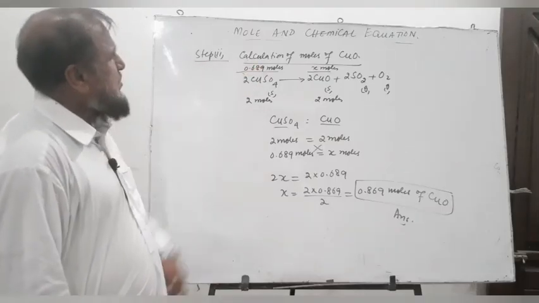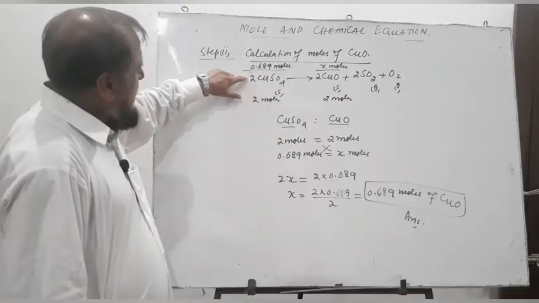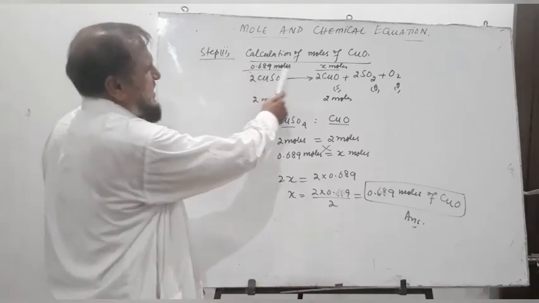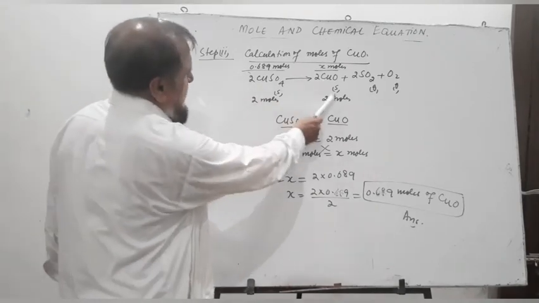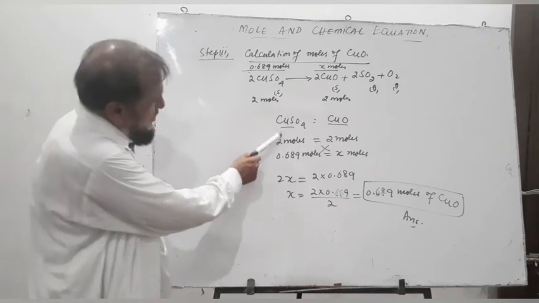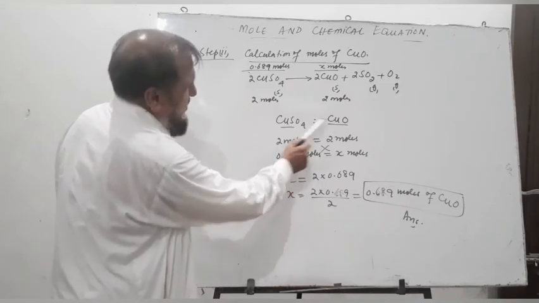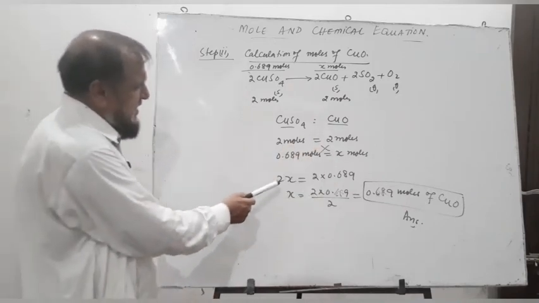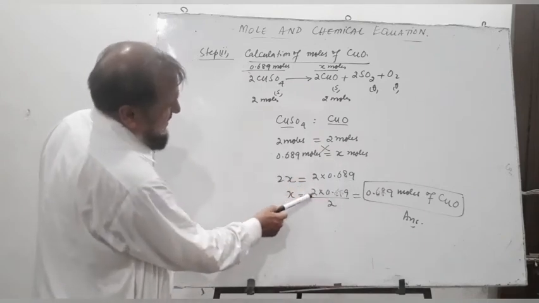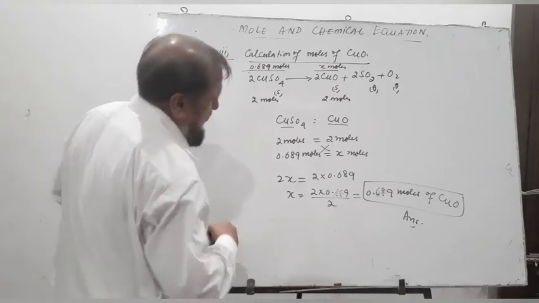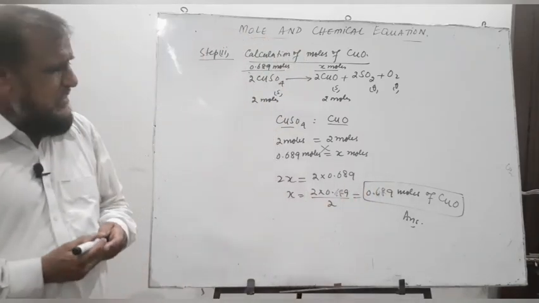Second step is the calculation of moles of copper oxide from the given number of moles of copper sulfate. The number of moles of copper sulfate is 0.689 and we want to calculate the moles of copper oxide. The stoichiometric ratio is that 2 moles of copper sulfate produce 2 moles of copper oxide, then 0.689 moles of copper sulfate will produce x moles of copper oxide. Cross multiply, we get 2x is equal to 2 into 0.689, x is equal to 2 into 0.689 by 2, which is 0.689 moles of copper oxide, and it is the answer.